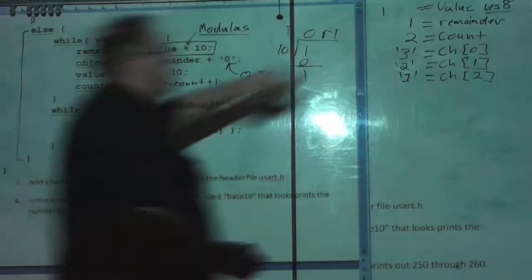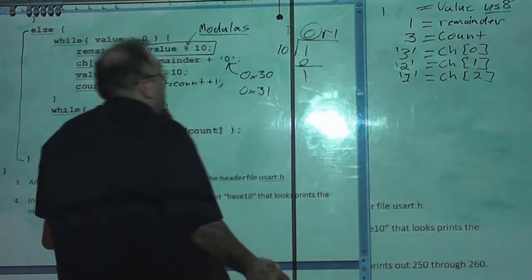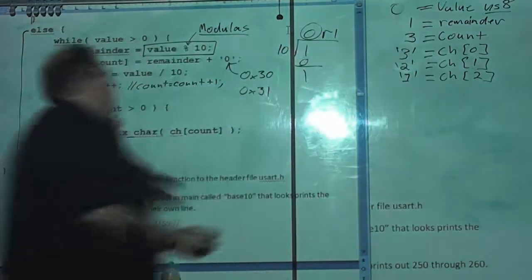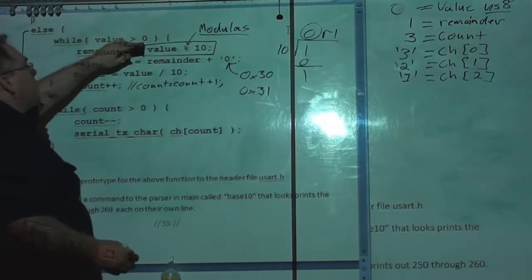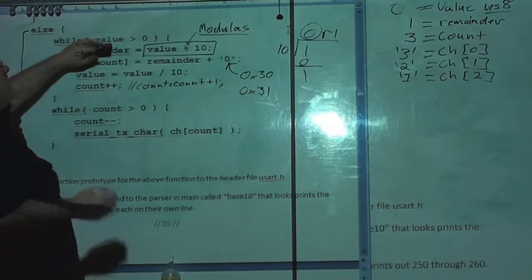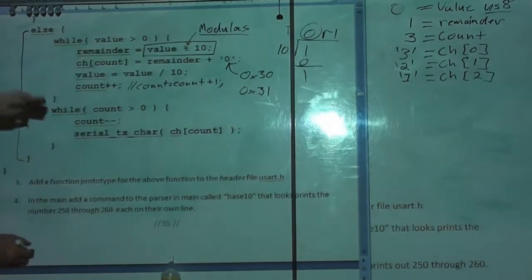We increment count. Count is now 3. We get to the bottom of the loop. We've skipped this part. Value equals value divided by 10. So value equals value divided by 10, that's 0, so the value becomes 0. So we get to the end of the loop, come back up here, value is now 0. Is 0 greater than 0? 0 is not greater than 0. 0 is equal to 0. So this statement is false, and so we do not go back into the loop.